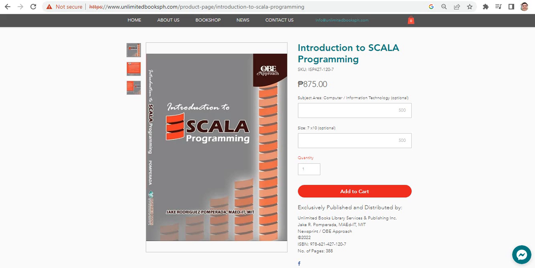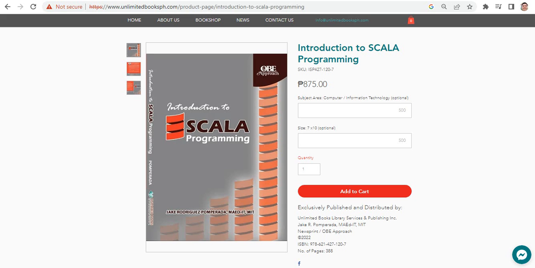So let's begin. Recently, my book entitled Introduction to Scala Programming was published and is distributed exclusively by Unlimited Books Library Services in Publishing Incorporated here in the Philippines. Basically, in this book I will teach you the fundamentals of Scala programming, like basic input-output commands, conditional statements, looping, strings, and arrays, among others.